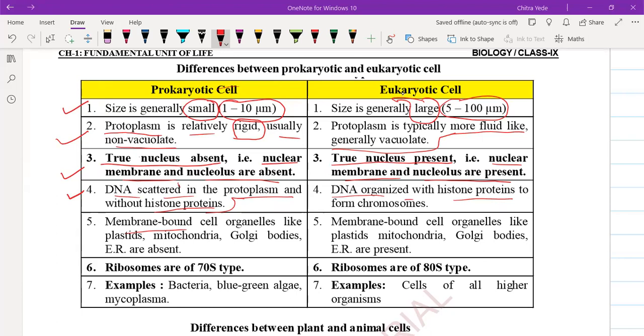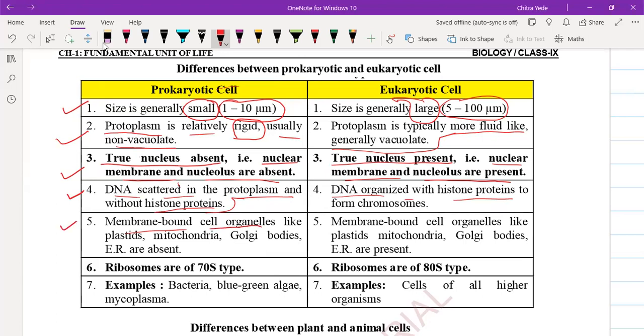Membrane-bound cell organelles like plastids, mitochondria, Golgi bodies, ER are absent in prokaryotes. And in eukaryotes, membrane-bound cell organelles like plastids, mitochondria, Golgi bodies, ER are present. Should I read 6? Okay. Ribosomes are... Wait. Fifth one. Membrane bound cell organelles.